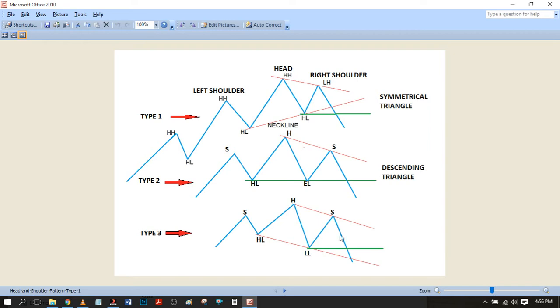This neckline here has been broken. So all I'm waiting for is to see if, when this pulls back up, it still comes here or pushes higher than here. What I'm seeing here is that this came up to this level and never touched here.